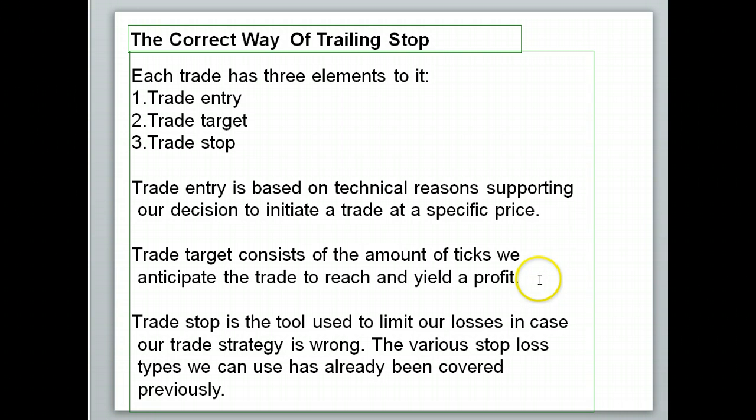Trade target consists of the amount of ticks we anticipate the trade to reach and yield a profit. So if I enter at 10 and my trade target is at 15, I have a 5 points target for my trade to reach. Trade stop is the tool that we use to limit our losses in case we are wrong, and the various stops that we can use have already been covered.